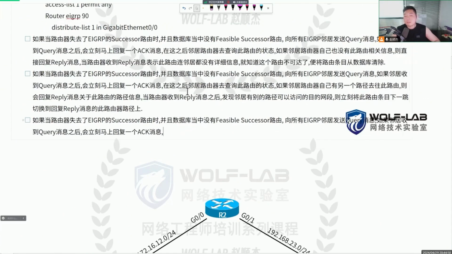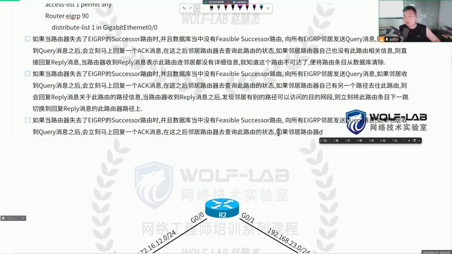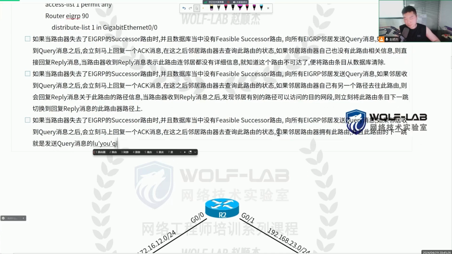After this, our neighboring routers then go to query the status of this routing entry. After the neighboring router checks the status, the third situation has occurred: the neighboring router owns this route, and the next hop of this route is the router that sends the query message. What is the situation, students?